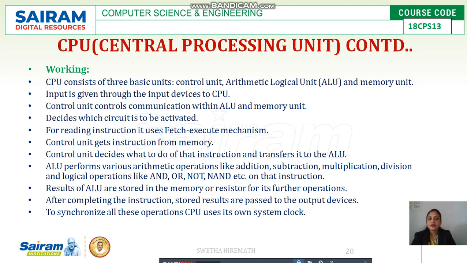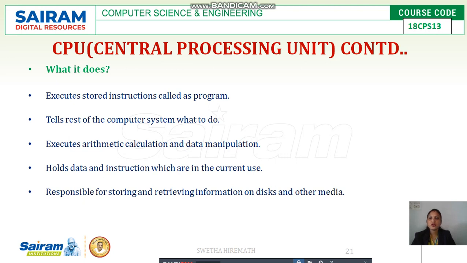To synchronize all these operations, the CPU uses its own clock, called the system clock or processor clock. The CPU executes the stored instructions called programs. It tells the rest of the computer what to do, executes arithmetic calculations, and also data manipulations. Data manipulation means if any changes have to be made, they will be taken care of by the arithmetic and logic unit, and this is overall controlled by the CPU. It holds data and instructions which are in current use, and is responsible for storing and retrieving information on the disk and other media. So this is what our CPU does.